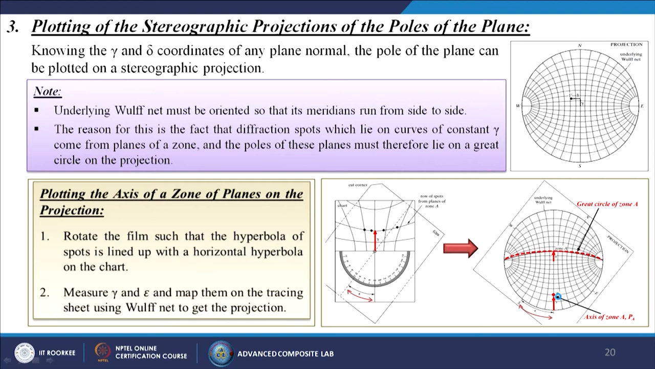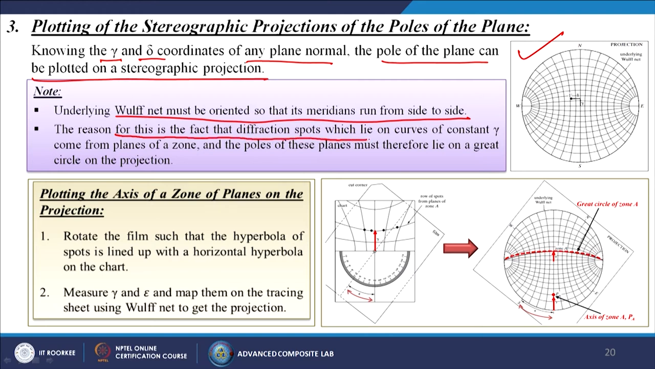Next one is the plotting of the stereographic projections of the poles of the planes. Knowing the gamma and delta coordinates of any plane normal, the pole of the plane can be plotted on a stereographic projection. So, this we have got from our last slides. Note the underlying Wulff net must be oriented so that its meridians run from side to side. The reason for this is the fact that diffraction spots which lie on the curves of constant gamma come from planes of a zone, and the poles of these planes must therefore lie on a great circle of the projection. So, this is the vital point over there.